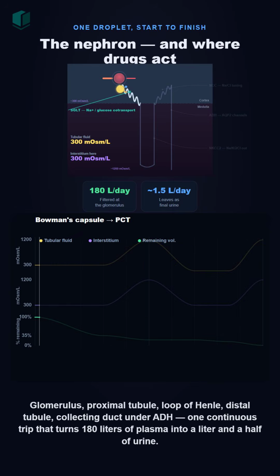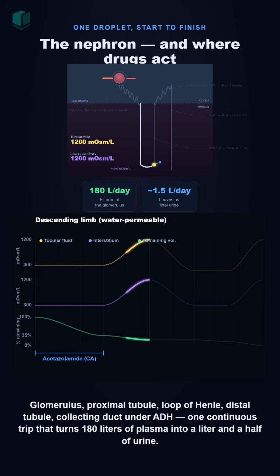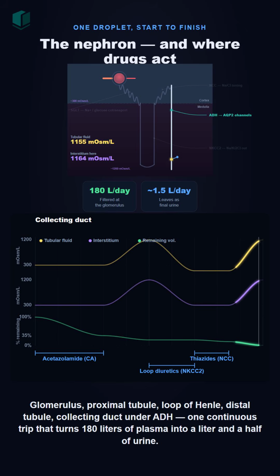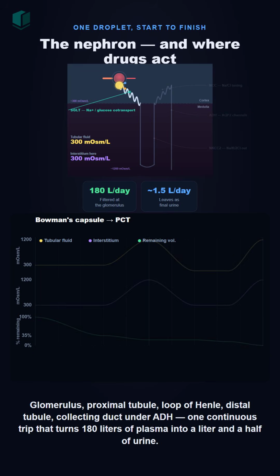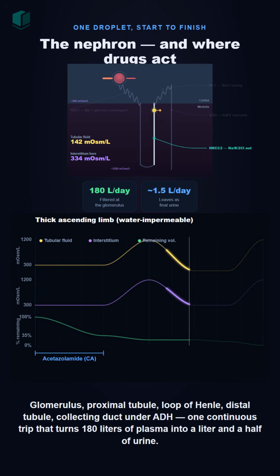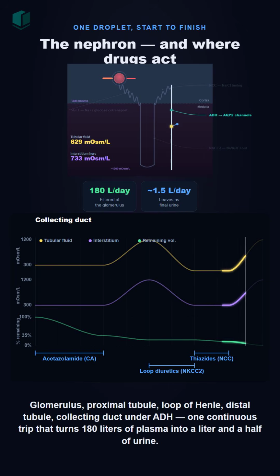Trace the trip: glomerulus, proximal tubule, loop of Henle, distal tubule, collecting duct under ADH. Each stop is a drug target too: acetazolamide, the proximal tubule; loop diuretics, NKCC2; thiazides, NCC; potassium-sparing drugs, the collecting duct. 180 liters filtered a day, about 1.5 liters becomes urine.